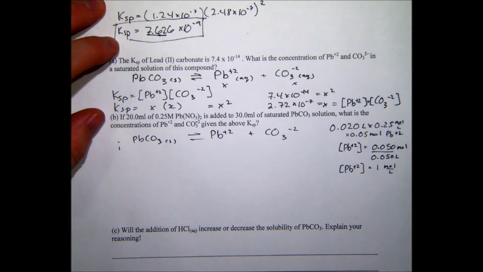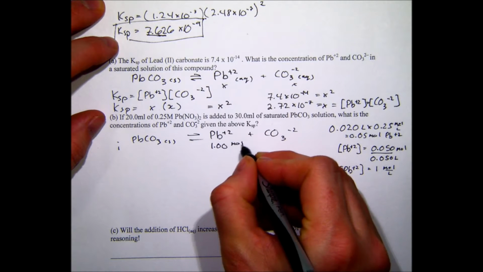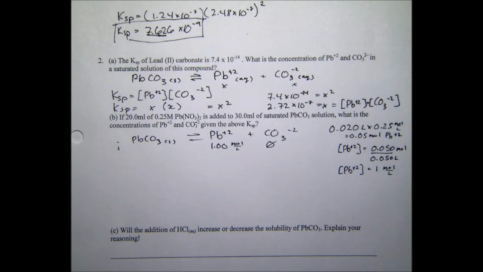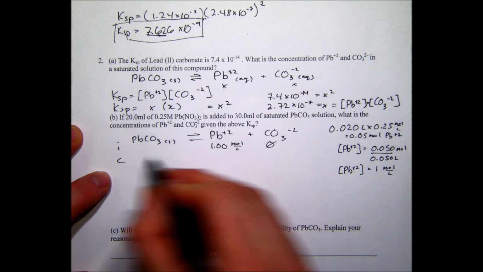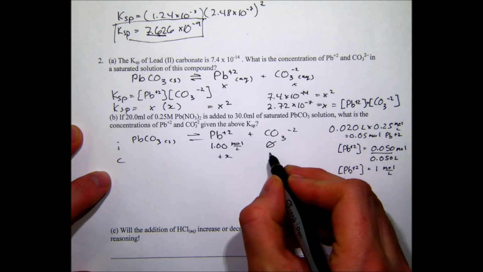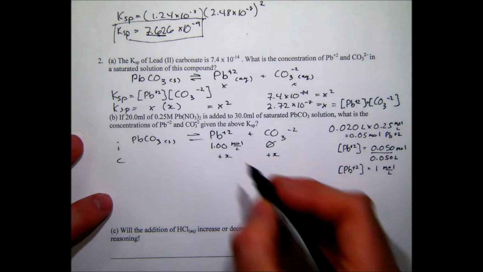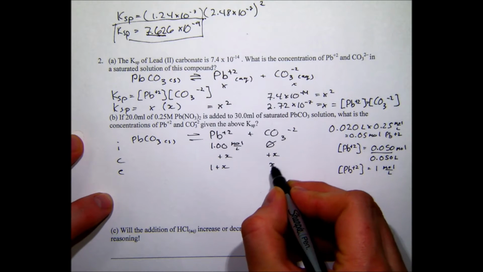So I'm going to go up and put in this. So we're assuming that no carbonate is actually associated yet. We're assuming that we have the lead nitrate in solution, or 1 mole per liter lead plus 2 in solution. We know that this is going to dissociate, producing X and X. So I get 1 plus X in the equilibrium line and X.